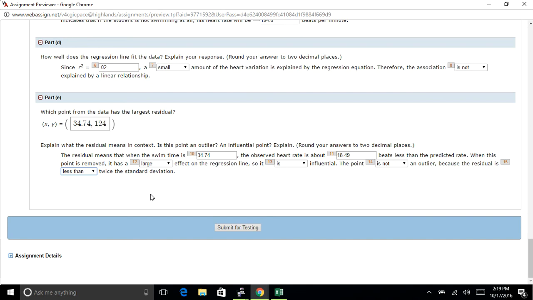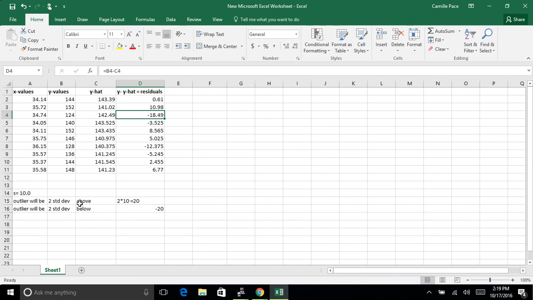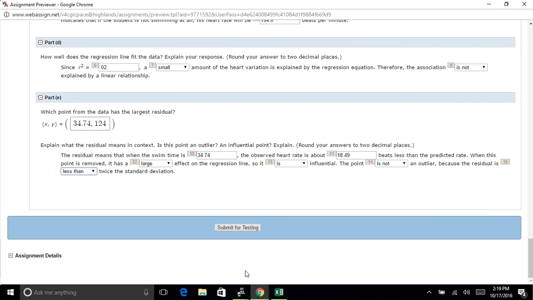Okay. What did I just do? If it was an outlier, it would have been 2 standard deviations above or below the mean. I don't have anything that fits that description, but I have this point right here, which is negative 18.49, and that's the residual. That means how far it is from the rest of the data and the line that I made.